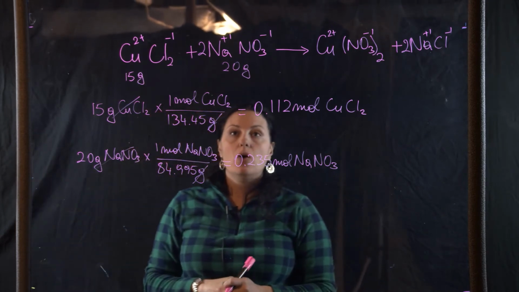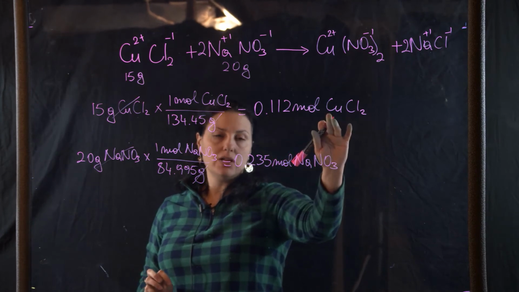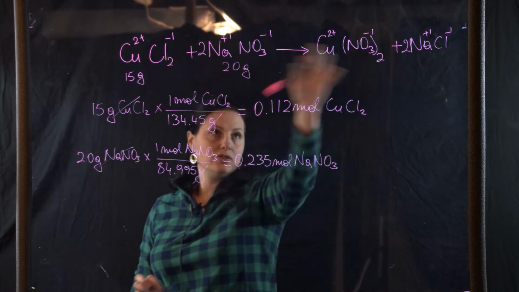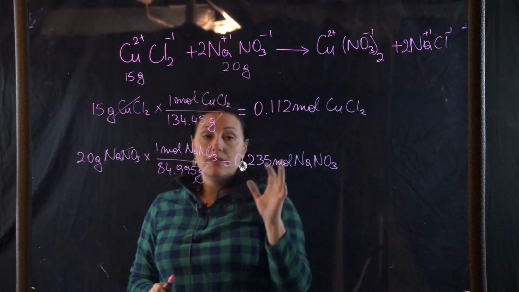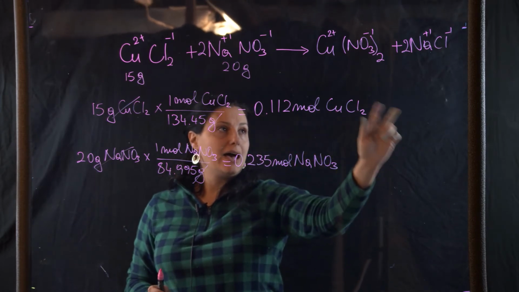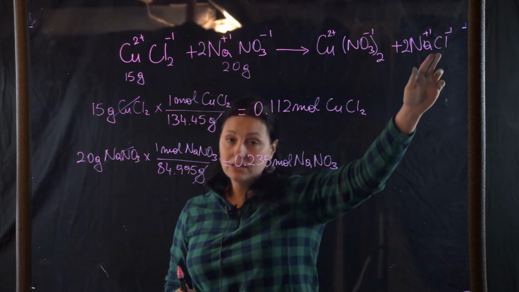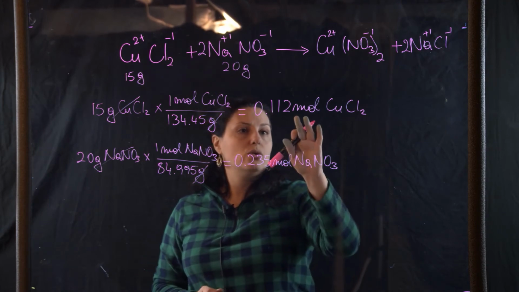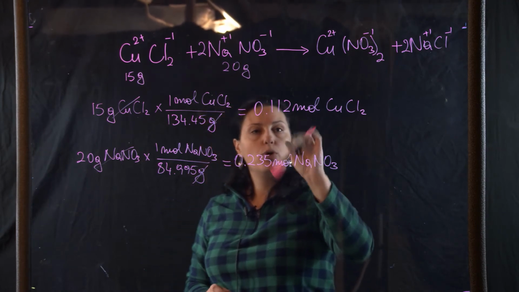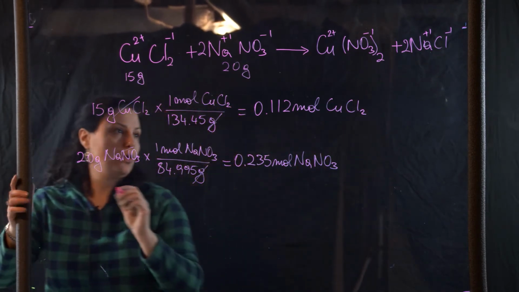Okay. Once again, if you just look at this, it doesn't always mean that, oh, this is the smallest amount, so it will run out faster. You have to look at the molar ratios up here. But the next step is to figure out how much product each of these is going to make. The one that makes the least amount of product is going to be your limiting reagent. So if I take 0.112 moles of copper chloride, how much sodium chloride is that going to make?